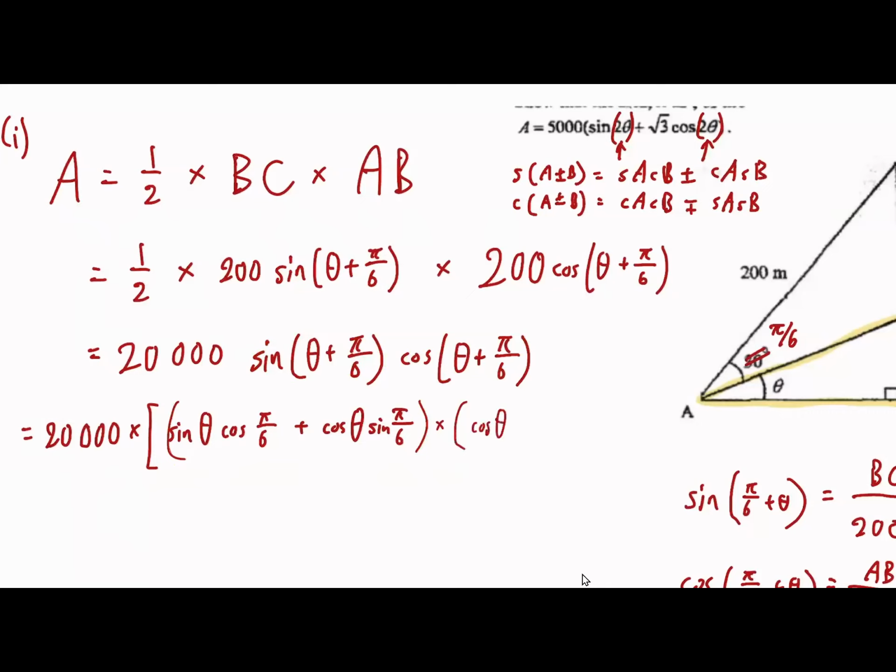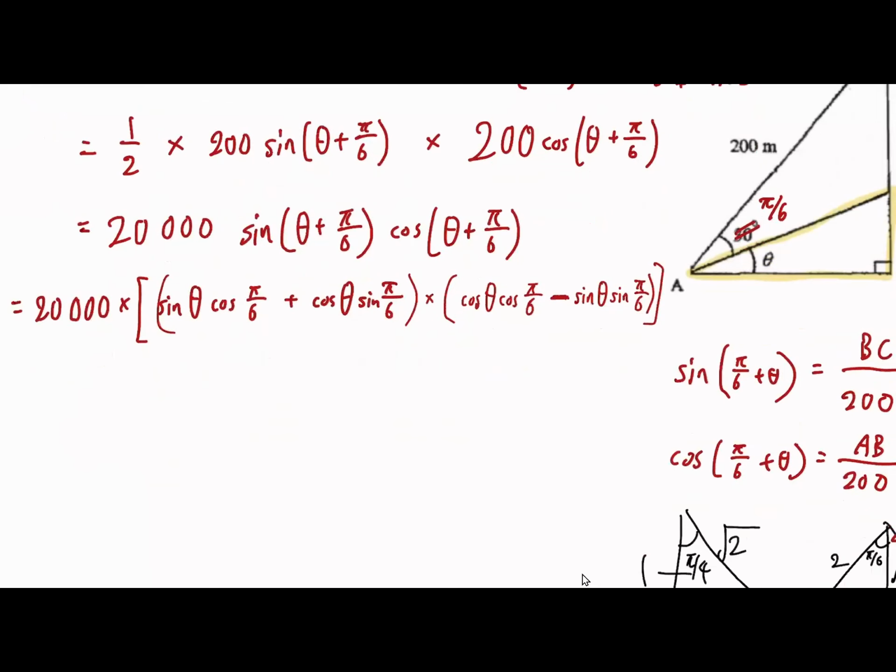Cosine theta cosine pi over 6. Plus or minus? Tell me. Rebel. Plus or minus? Minus, must be different. And then sine A sine B. Very good.